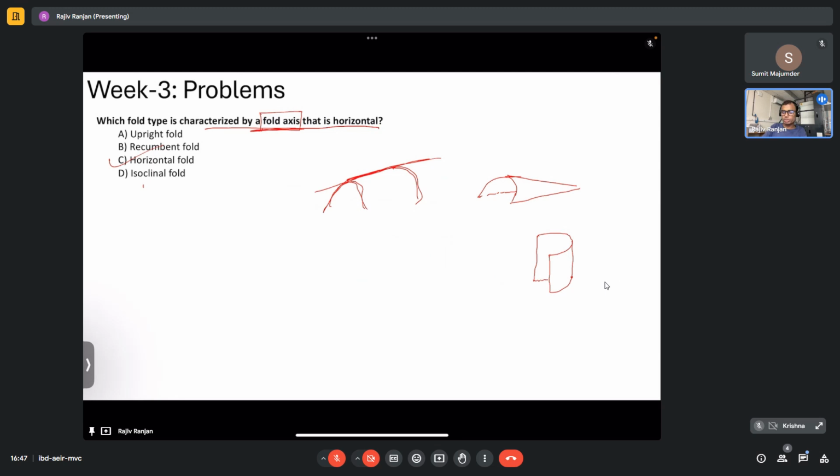Isoclinal fold, we know it's based on what? Interlimb angle, right? The recumbent fold is 0 to 30 degrees, 0 to 10 degrees, I guess. Yes, so these are based on the angles. Okay, let's move to the next question.